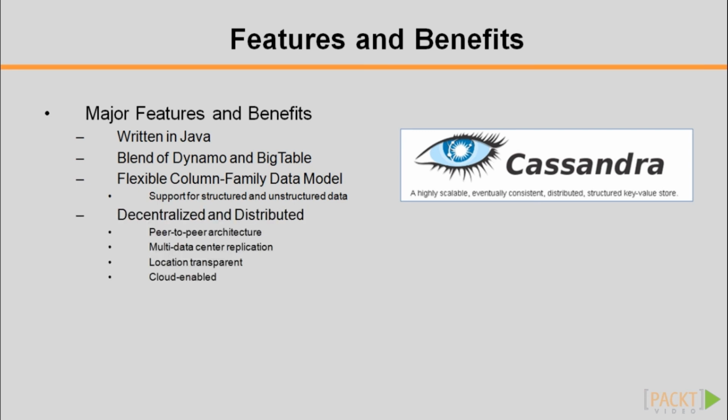Like Dynamo, it is a peer-to-peer architecture focusing on high availability at massive scale web and cloud environments. It supports multi-data center replication. Every node in a Cassandra cluster is identical, that is, no master and no slave, so it provides location transparency.